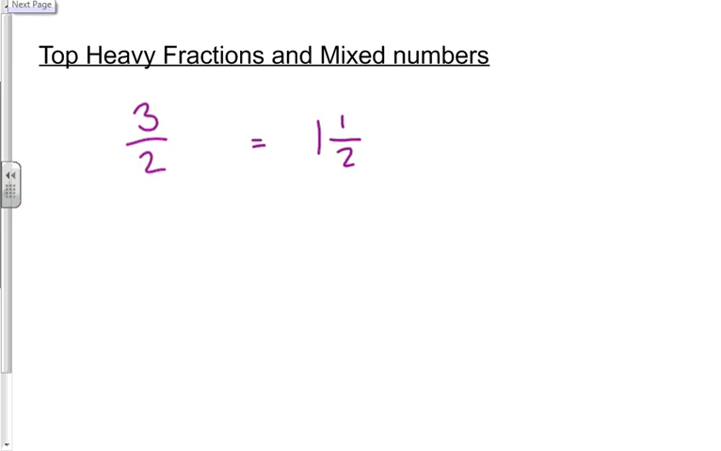Now we need to be able to convert between them. So to convert from a top-heavy fraction to a mixed fraction, let's take an example of a top-heavy fraction. Let's go for our 7/5. Something nice and easy. Well, really a fraction is a divide. That's really 7 divided by 5.